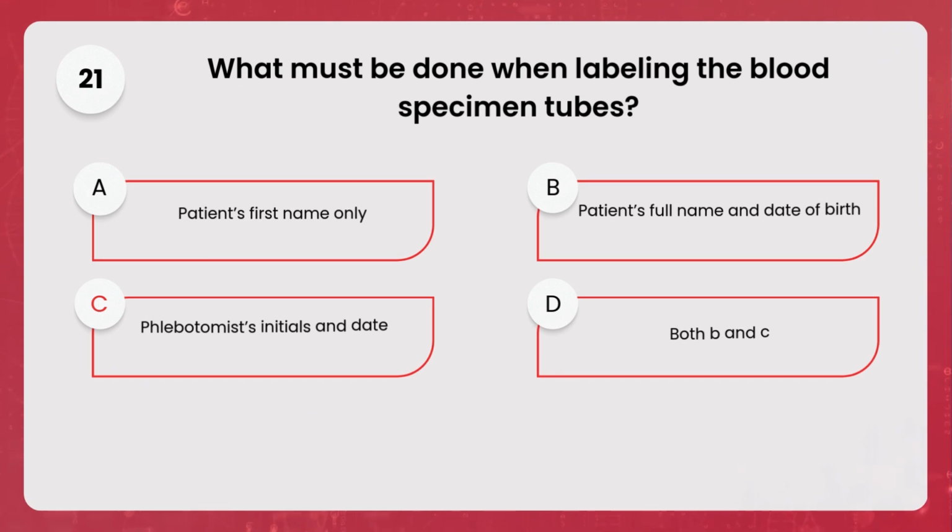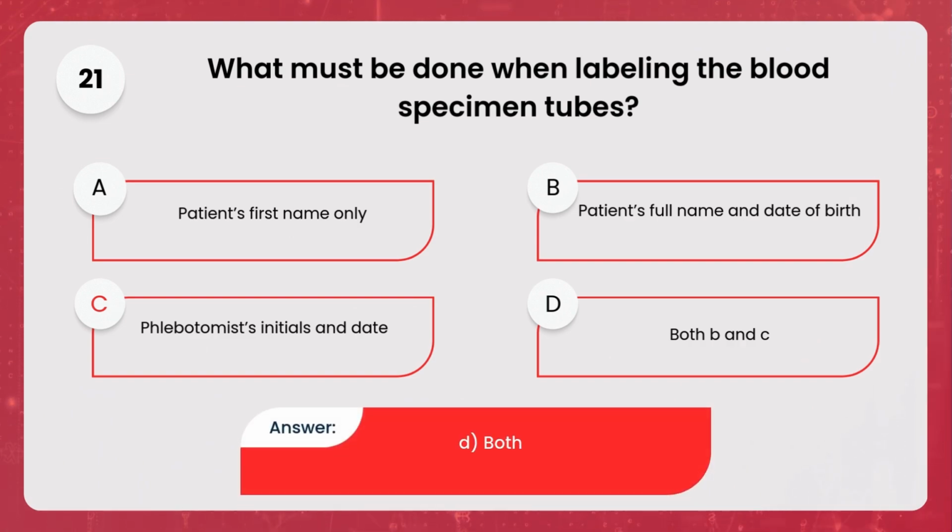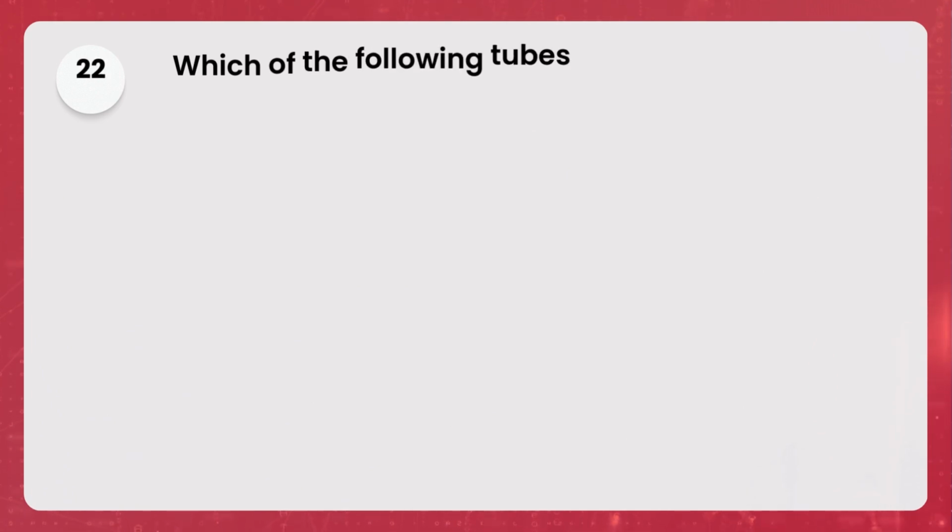A. Patient's first name only, B. Patient's full name and date of birth, C. Phlebotomist's initials and date, or D. Both B and C? The answer is D. Both B and C. Number 22.